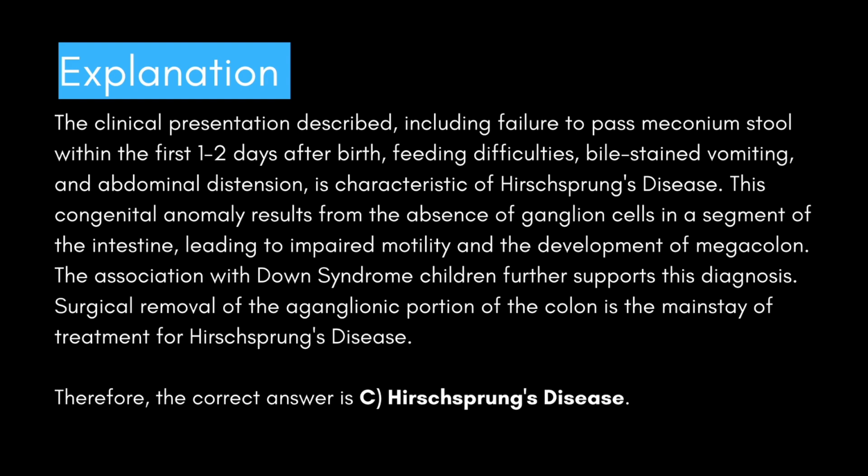Surgical removal of the aganglionic portion of the colon is the mainstay of treatment for Hirschsprung's disease. Therefore, the correct answer is C, Hirschsprung's disease. Let's go ahead and take a look at why the other answer choices are incorrect.